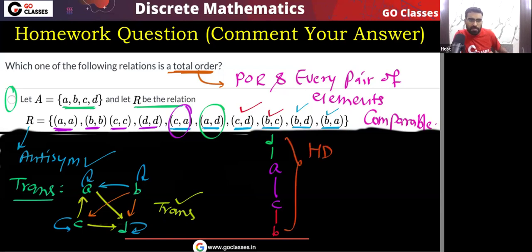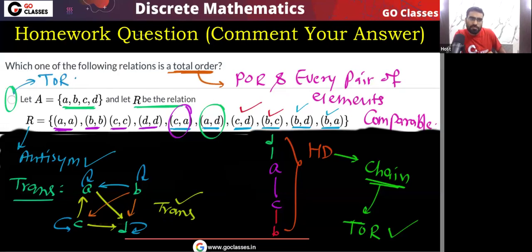Is this Hasse diagram a chain or not? If it is a chain, then this is a total order relation. Is this clear? So yes, this is a total order relation. Please tell me, did you understand?